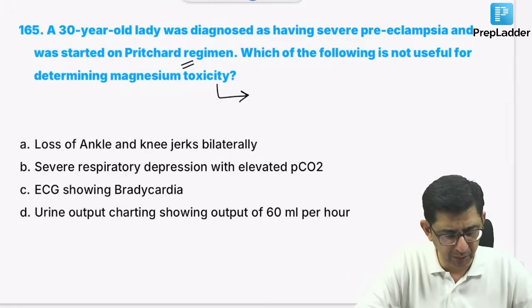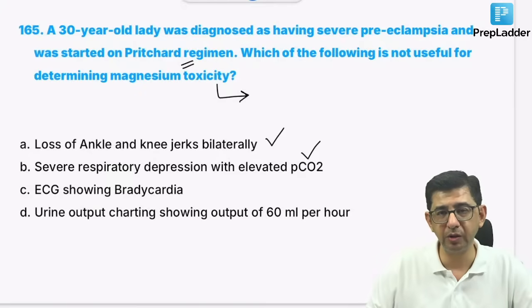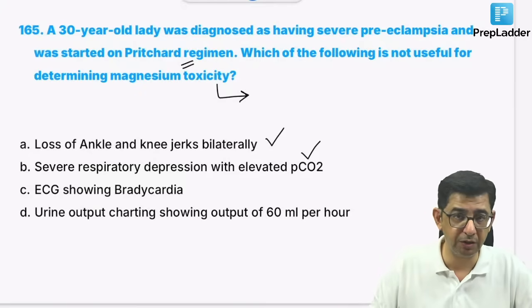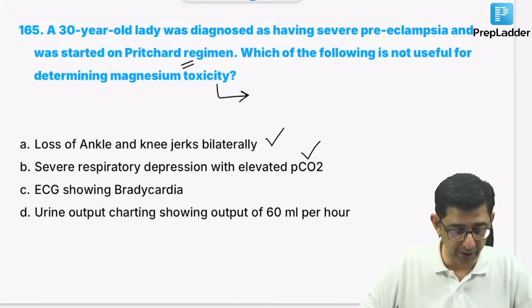So reflexes will be affected in the patient, agreed. There would be respiratory depression, agreed, because magnesium is an antagonist of calcium. Calcium is for contraction. If contraction will not happen, the diaphragm of the patient will fail. ECG will show a bradycardia, and then there would be urine output.